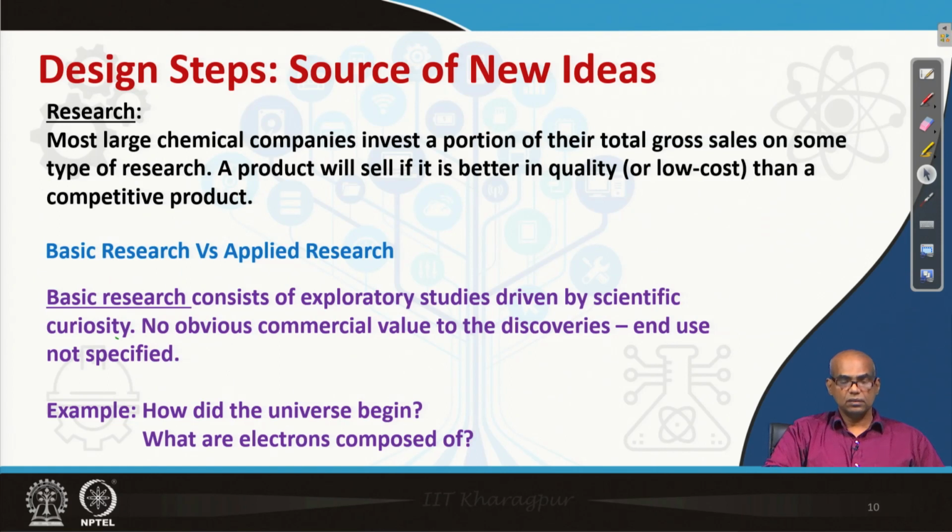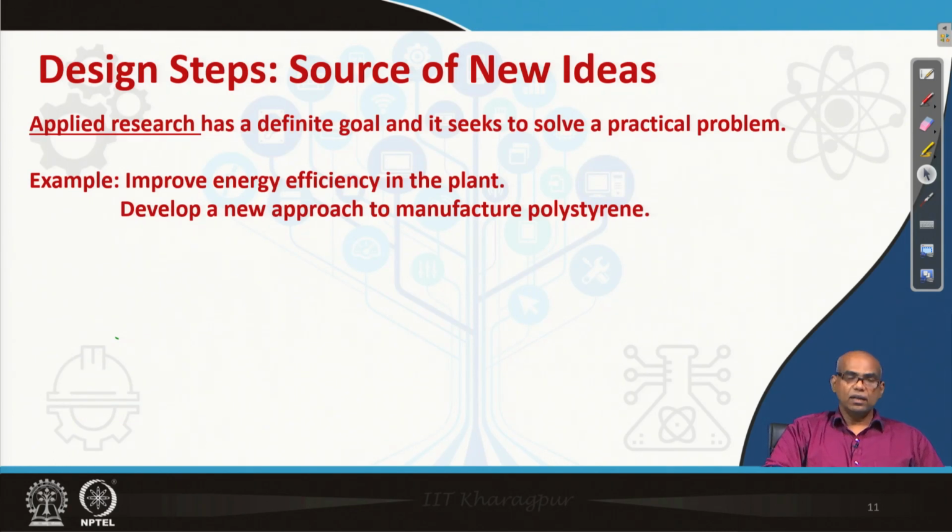For example, you can investigate how did the universe begin, what are electrons composed of, etc. See, no obvious commercial value to the discoveries of these questions is specified or identified. On the other hand, applied research has a definite goal and it seeks to solve a practical problem.